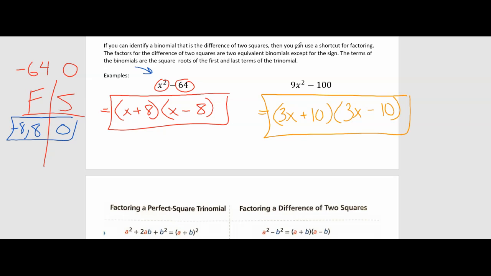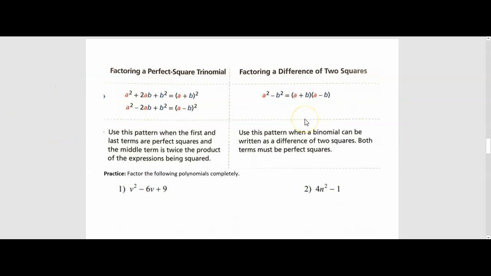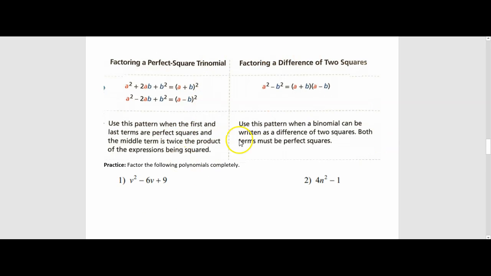So, again, if you remember this shortcut, it may save you a bit of time. But if you don't, that's okay. You can always go back and try one of our other factoring methods. We are going to do some practice. Let's just take a look at this page real quick. This just kind of breaks down the two different factoring techniques, the two shortcuts. So factoring a perfect square trinomial and factoring the difference of two squares.